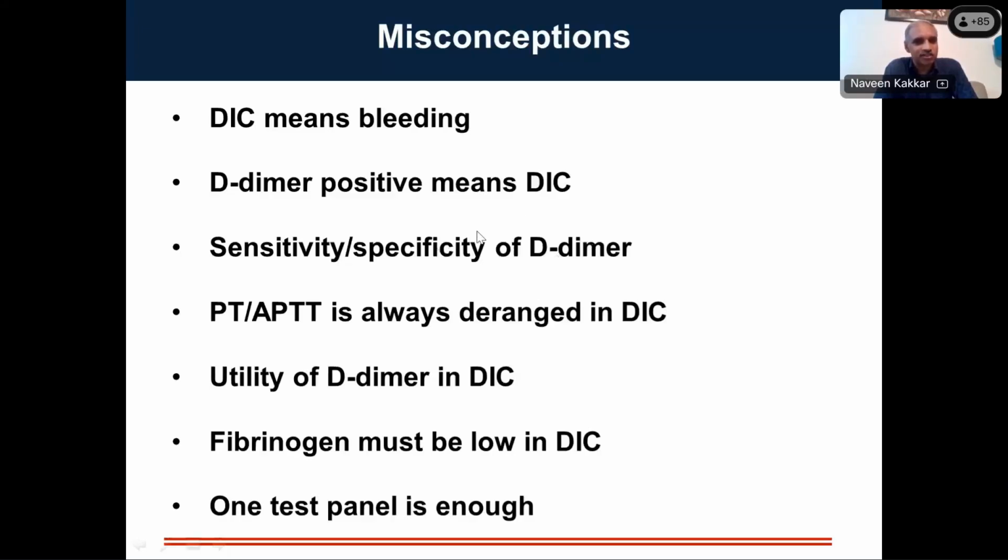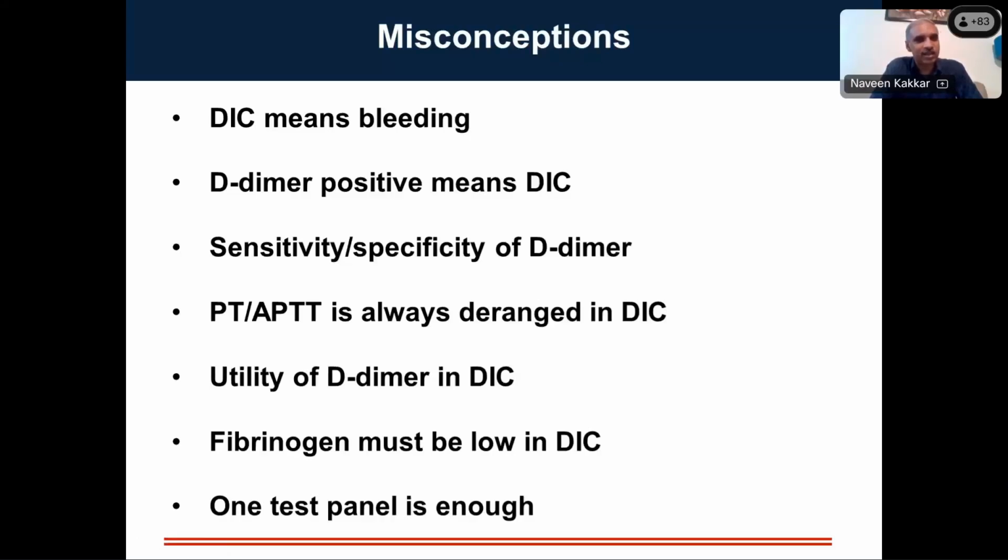If you have thrombosis in the body, D-dimer is very sensitive to pick it up. Specificity. So let's look at DIC as a disease. If D-dimer is positive, it does not always mean DIC. So it is not very specific. It could be post-operative trauma or other conditions like I mentioned. But sensitivity is very high.